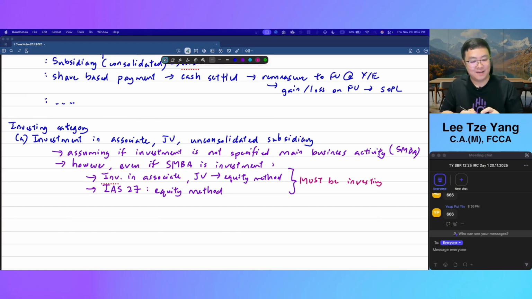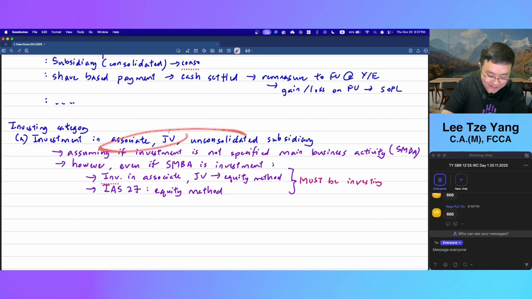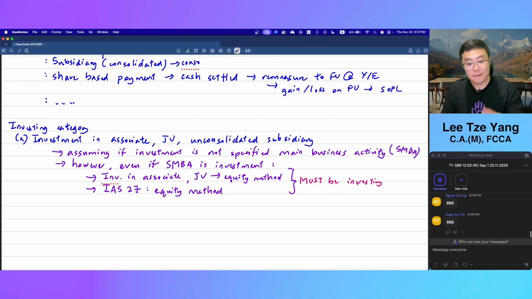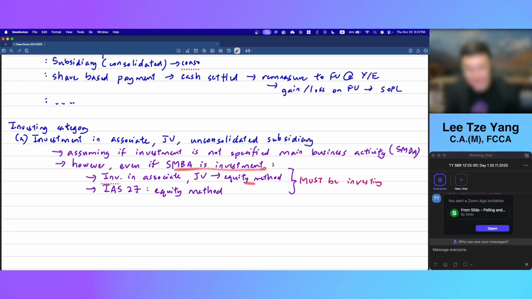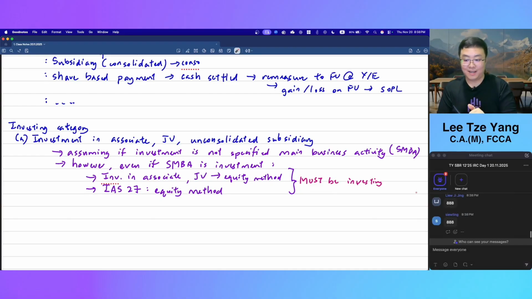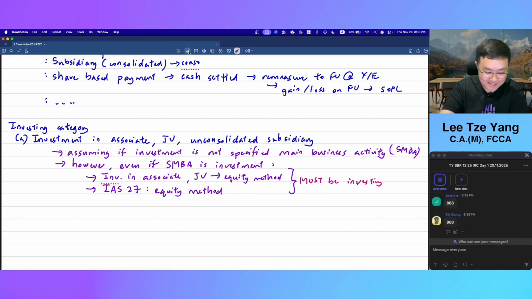So although we say generally this one is under investing, we have to see the SMBA. But even if your SMBA is investment, the moment you use the equity method, it must be investing already. If you understand this, you type 888. Can you understand? The moment you use the equity method, confirm must be investing. The standard makes it super clear. Just remember, if I see the equity method, I don't care about the SMBA, confirm investing. Okay, so that's about this first thing.